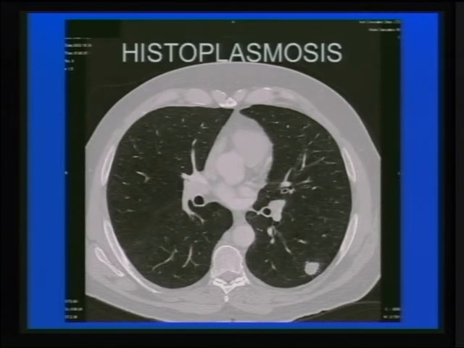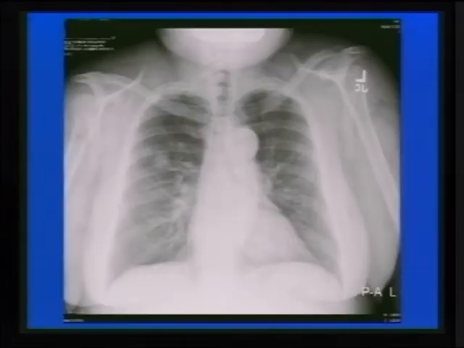Cancer. Histoplasmosis. This was resected. We assumed it was cancer, but it turned out to be histoplasmosis. So aggressive fungal disease can present like that. Here's another patient with histoplasmosis, a histoplasmoma, presenting as a cancer, or mimicking cancer.